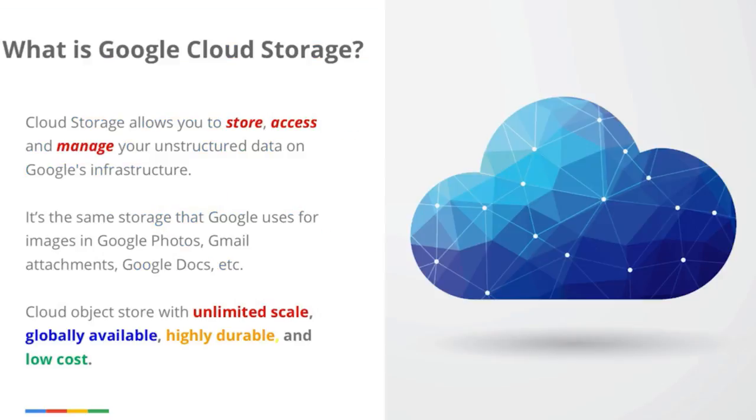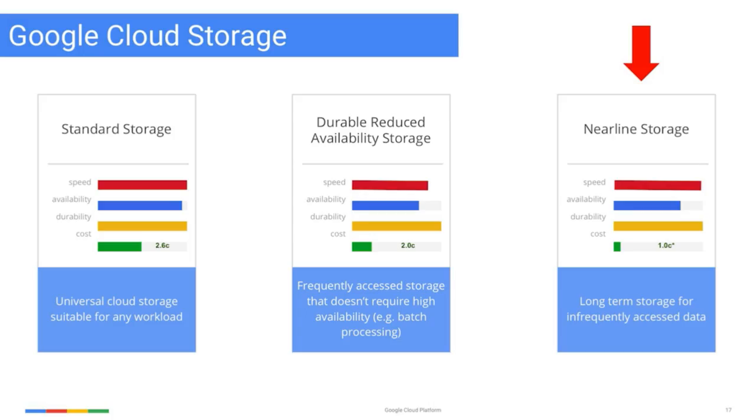So I did want to finish with a quick introduction to our services, to our product. It's called Google Cloud Storage. This is our object store, our blob store, and it allows you to store, access, and manage unstructured data on our infrastructure. The key things are it gives you unlimited scale, global availability, high durability, 11 nines durability, as we talked about, and low cost. We have three tiers of storage: our Standard, our Durable Reduced Availability, and Nearline storage. Nearline is the one that I've been talking about primarily throughout this.